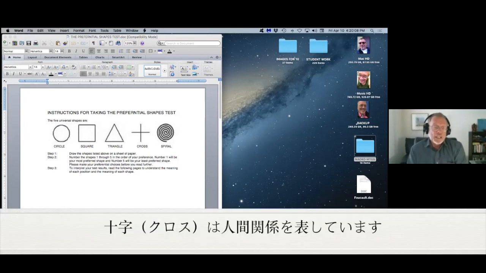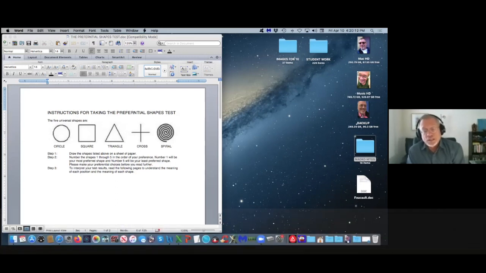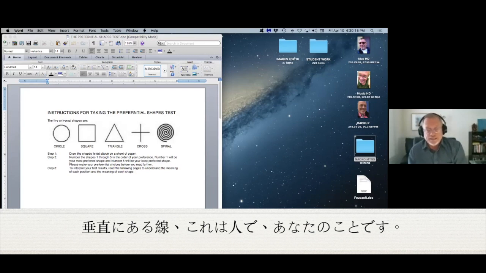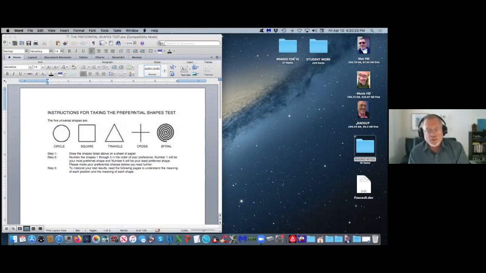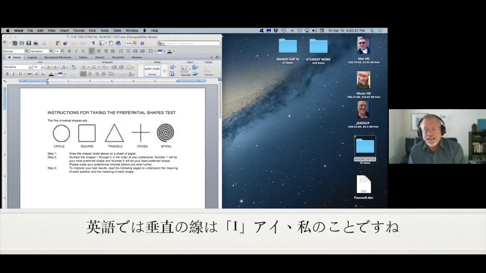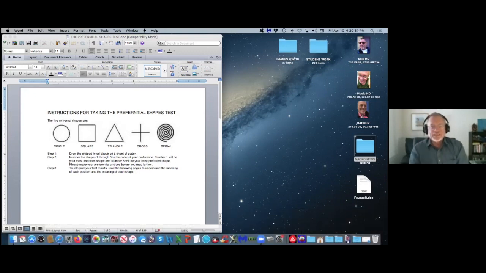So the cross, the next symbol, is the symbol for relationships. The vertical in this is you, and the horizontal is the other. Okay, so the vertical, you describe yourself this way in English. You say I want something, right? So I is this vertical. So the vertical is you, and the horizontal is the other.